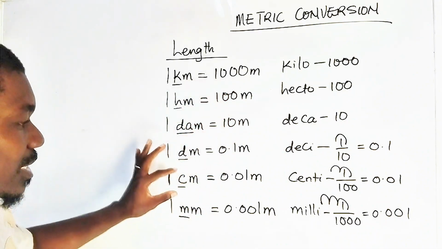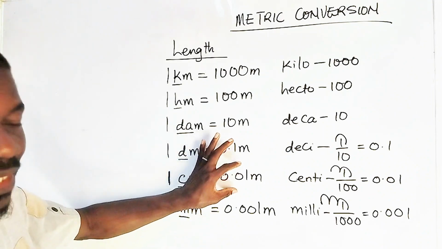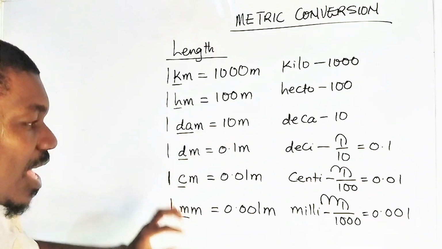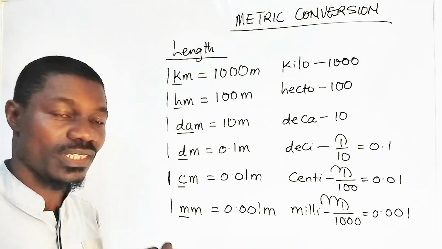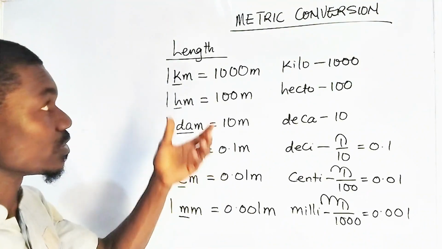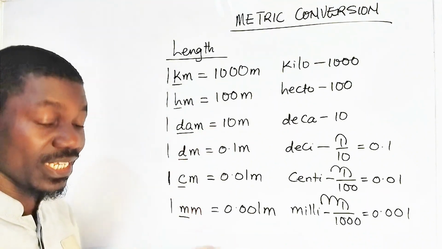So these are the relationships between the kilometer and a meter, hectometer and meter, decameter and meter, decimeter and meter, centimeter and meter, millimeter and meter. I hope this gives you the basic concept of metric conversion in length.